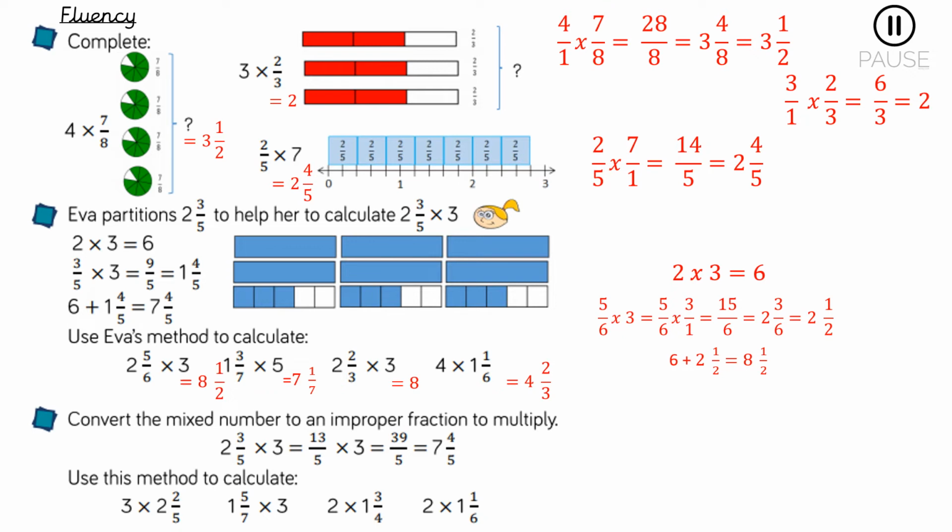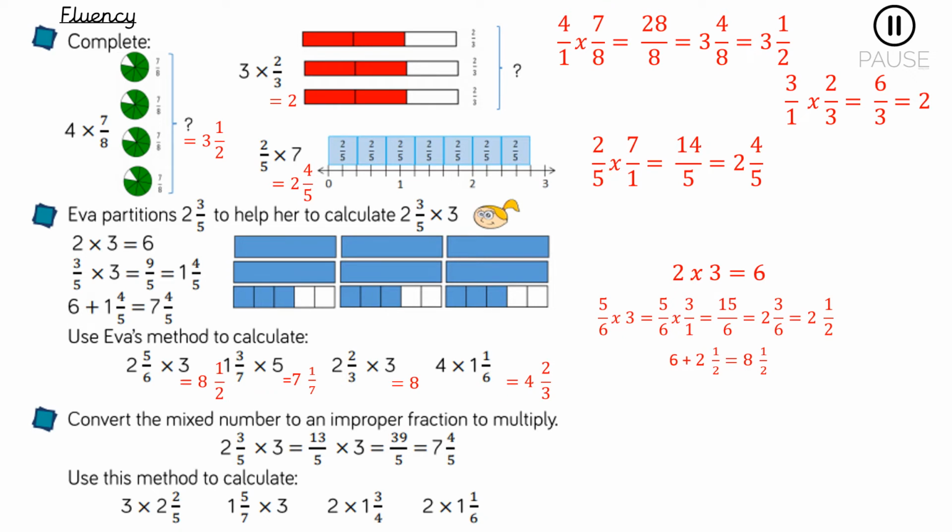For this method, it's using a different method to do the same type of question. So instead of partitioning, this one's saying let's convert your mixed number into an improper fraction to multiply. So it's the same kind of question, 2 3/5 times by 3, but instead of partitioning the 2 and the 3/5, it said let's convert that to an improper fraction, which is 13/5, then times that by 3. So it will be 13/5 times 3 over 1.